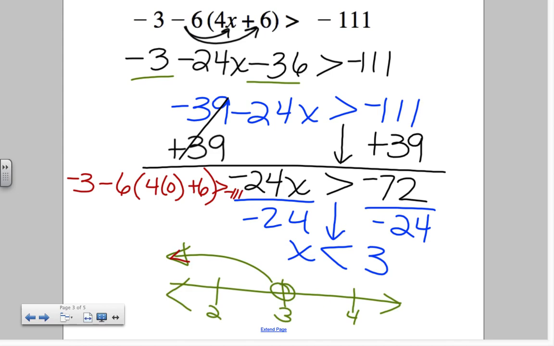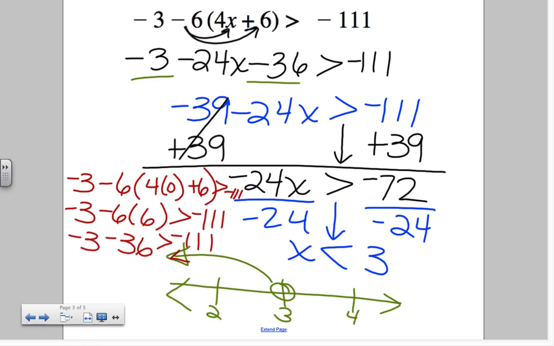Inside, I have a negative 3 minus 6. And what's inside my parentheses here? What's 0 plus 6? 6. And that has to be greater than negative 111. And when you multiply negative 6 and 6, what do you get? Negative 36. And that with another negative 3 also has to be greater than negative 111. And I think it's negative 39. Is that greater than negative 111? Yes, it is. So we are good. It checks. We're good to go. So we can move on to the next one.